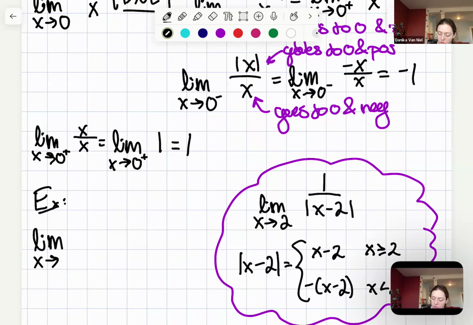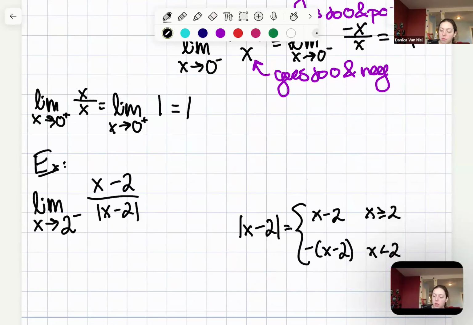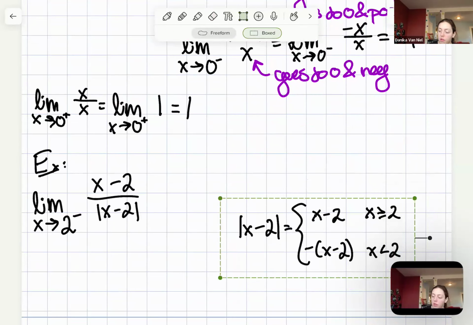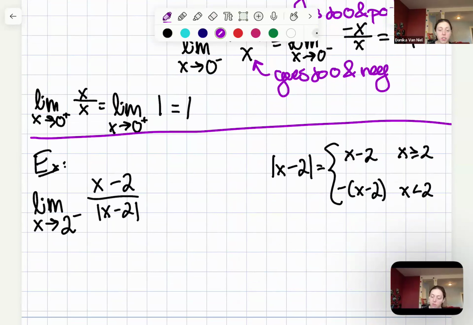X approaches 2 from the left of (x minus 2) divided by the absolute value of x minus 2. It's tempting to just cancel those. That's not the case, right? We know from the thing that we just did that this limit is not going to exist, but they're specifically just asking for the left limit, okay?